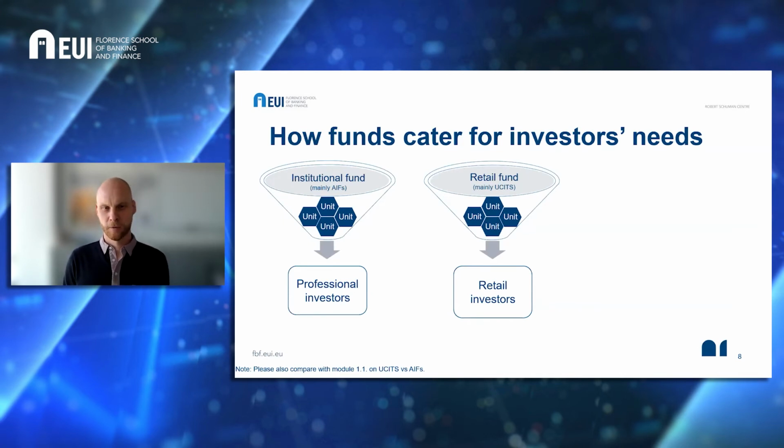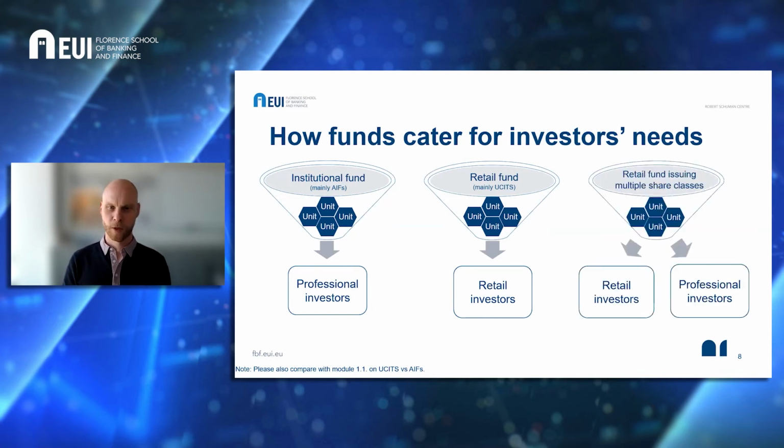So how do funds cater for the different investors' needs? We have learned in the last slide that there are professional investors and that there are retail investors. And what you have seen in one of the previous modules is that the funds can be set up separately for professional investors and for retail investors. So you have what is named institutional funds, and these are mainly the alternative investment funds, which cater best for professional investors. And then you have the retail funds, mainly the UCITS, which are sold to retail investors. And the main advantage to have this clear split is that each of the investor categories have different demands for the risks associated with the investment funds, and also have to comply with different regulations.